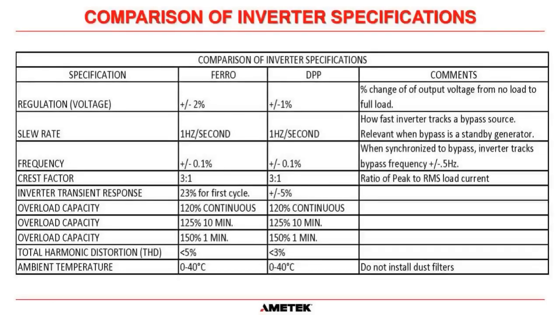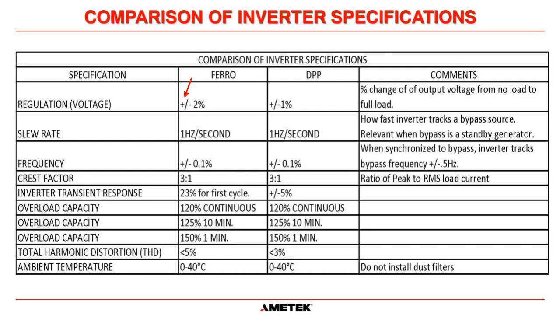And so that's our pulse width modulated system, called DPP for digital process power. Okay, and so we show voltage regulation at the top here. The ferro is plus or minus 2%, and that's far more than adequate than any load will ever need, but that's the spec.